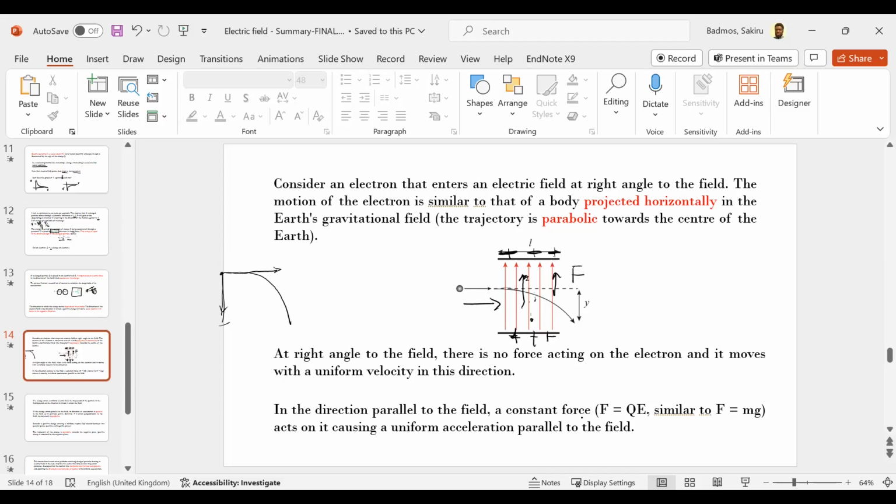It's going to move with uniform velocity in that direction. So you're going to move with uniform velocity in this direction, and it's going to experience a force in that direction. And the magnitude of that force is calculated using F equals QE. So similar to that.